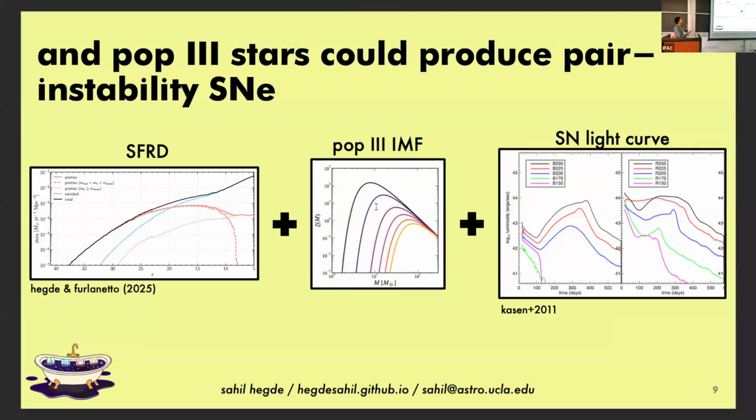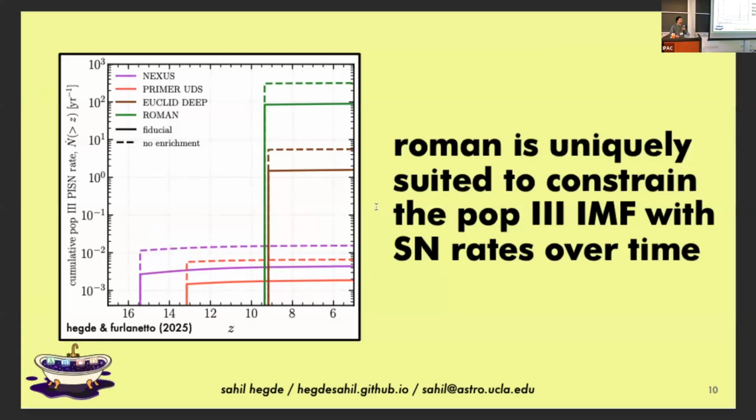Given what we talked about this morning, we can maybe think about constraining the POP3 stars using transients. So here I'm showing how we can combine our star formation rate density predictions with some choices for a flexibly assumed POP3 IMF. And if we combine that with a light curve for POP3 supernovae, and specifically here I'm showing some sample pair instability supernovae light curves, then we can make forecasts for what Roman could be able to see.